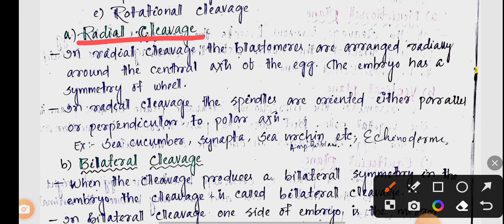In radial cleavage, spindles are oriented either parallel or perpendicular to the polar axis. Examples: sea cucumber, sea urchin, etc. Echinoderms are mostly important. This is the radial cleavage of the holoblastic type.